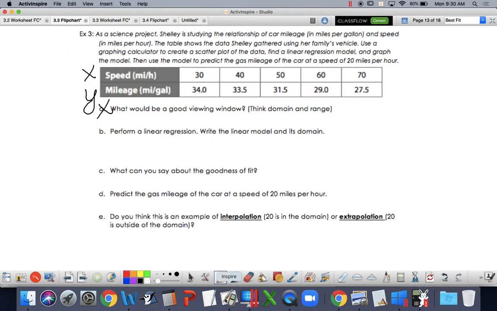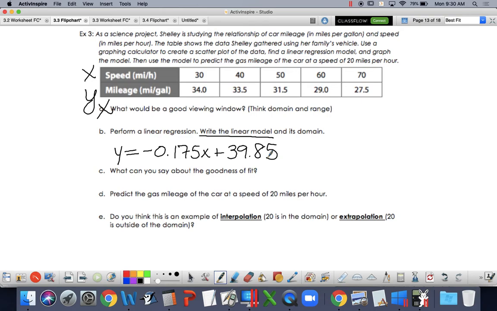So question B says, perform a linear regression. Write the linear model. It is y equals, let me make sure I write it down, negative 0.175x plus 39.85. Does everybody see where I got that from the calculator? And I just filled in the a and the b value.